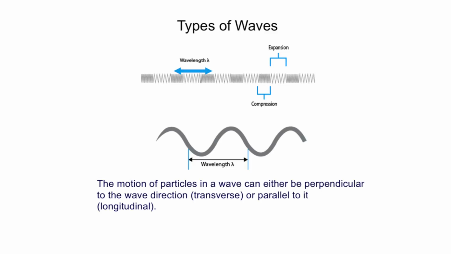Alright, so there are different types of waves. The motion of a particle in a wave can either be perpendicular to the wave direction, which are called transverse waves, that is represented by the second diagram, or parallel to the wave direction, which are called longitudinal waves, which is represented by the diagram up top.